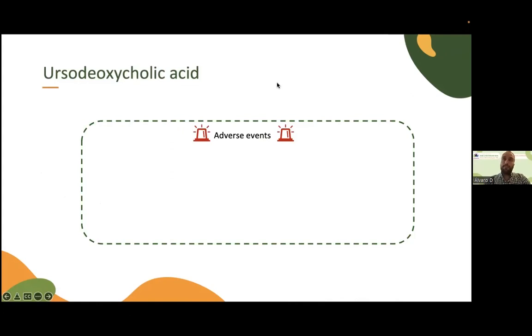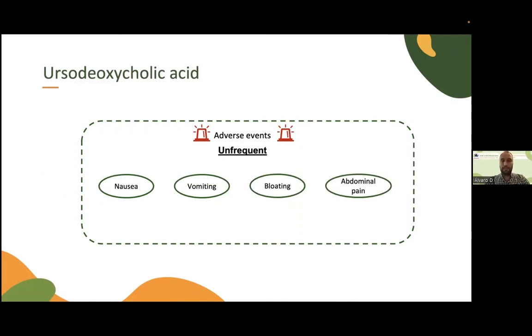What about the safety profile, the adverse events? These adverse events are infrequent. As I mentioned before, it's a very well-tolerated drug, and the most frequent adverse events related to the drug refer to the digestive system, such as nausea, vomiting, bloating, abdominal pain, diarrhea, or constipation. Although they are very infrequent, they tend to be mild and usually disappear with time.